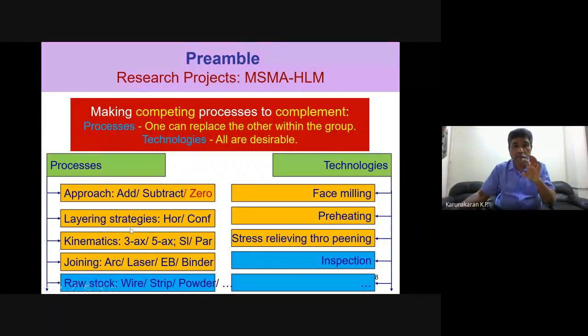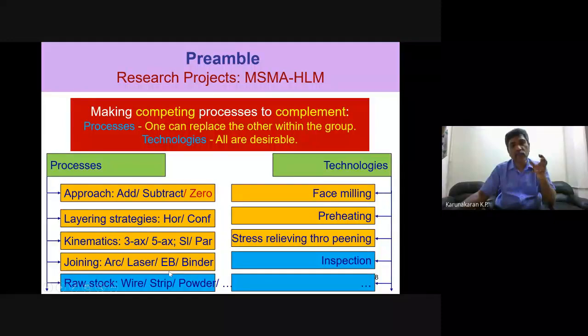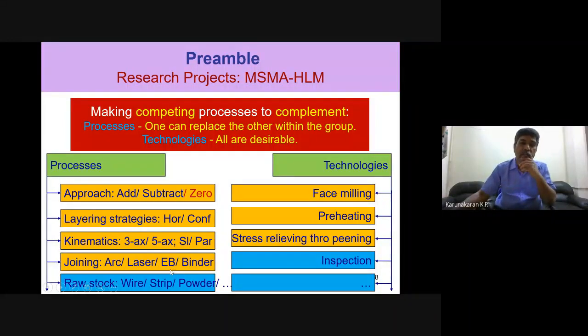So we'll have a best compromise of quality, cost, and time. We are now combining different energy sources on the same machine. Of course, we have 2 projects for electron beam additive manufacturing, which I'll discuss in a subsequent slide. We are not doing anything on the binder side of it.